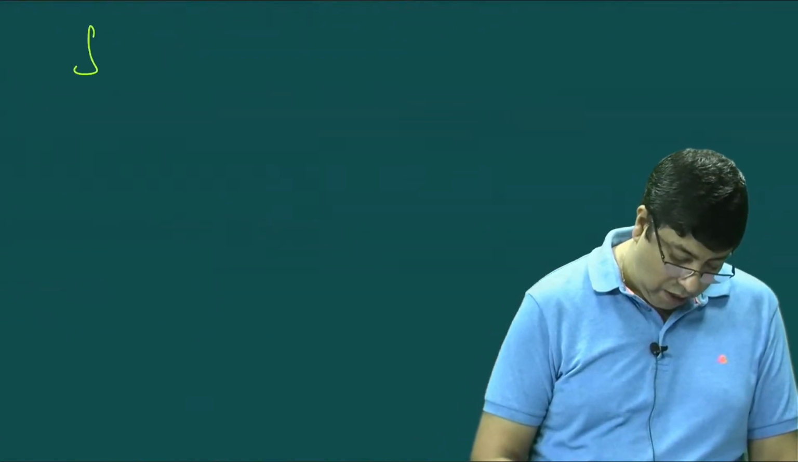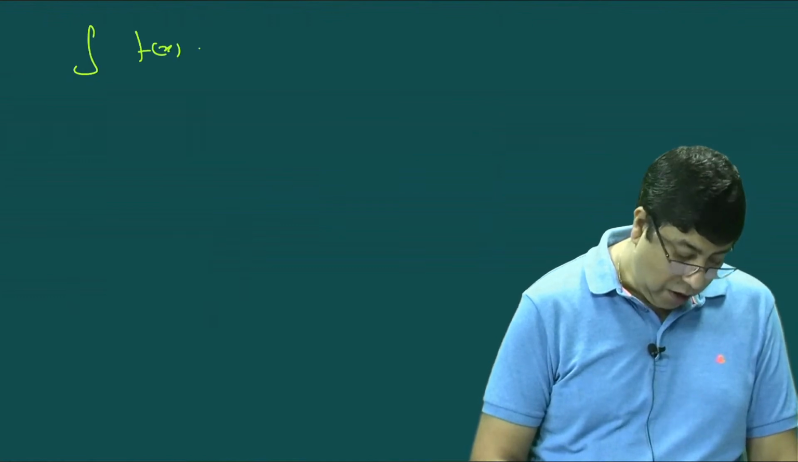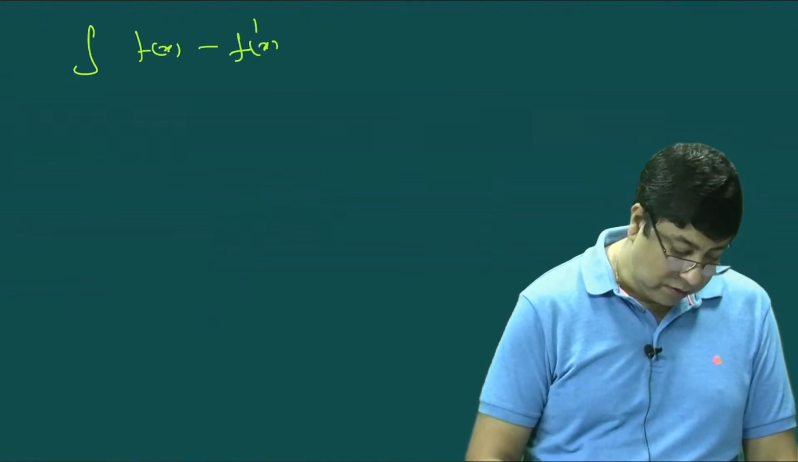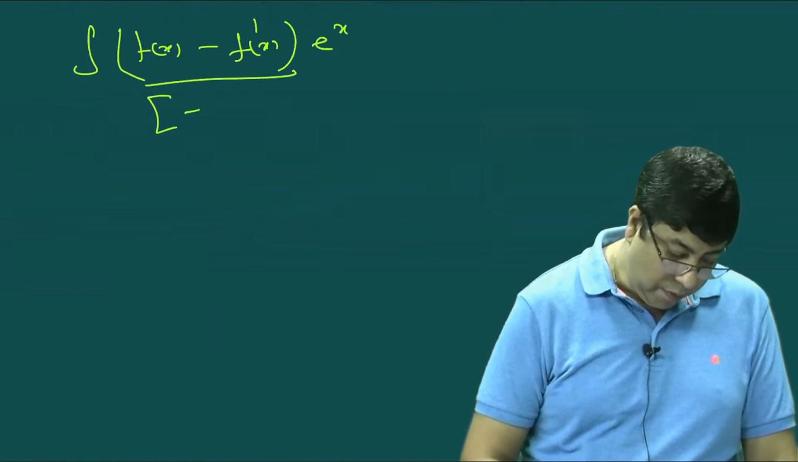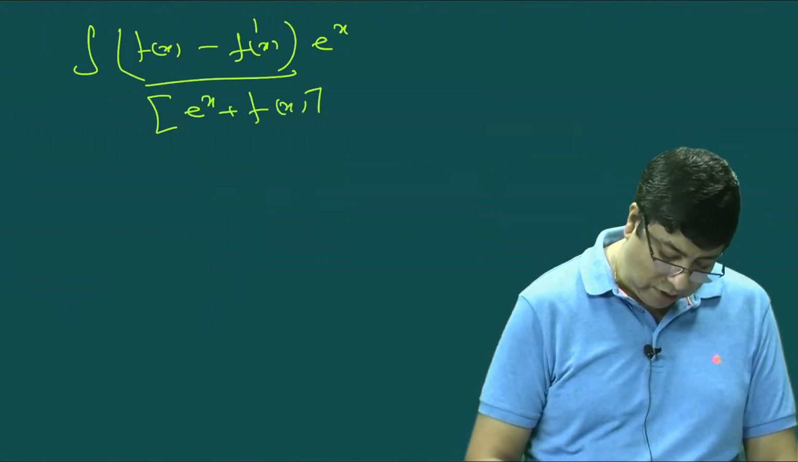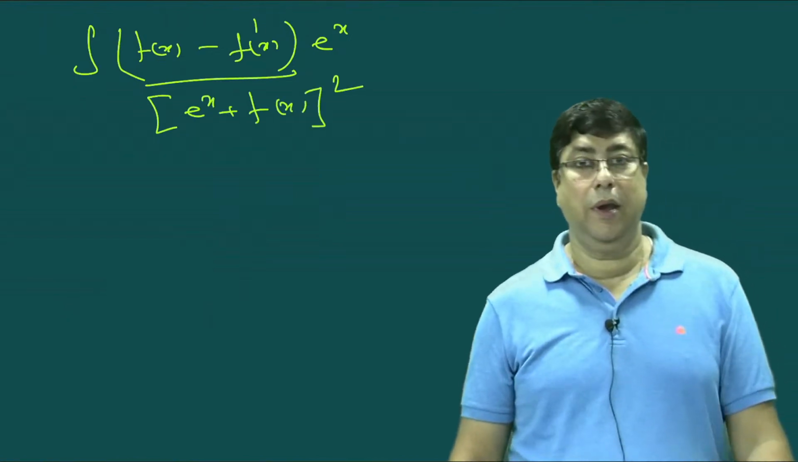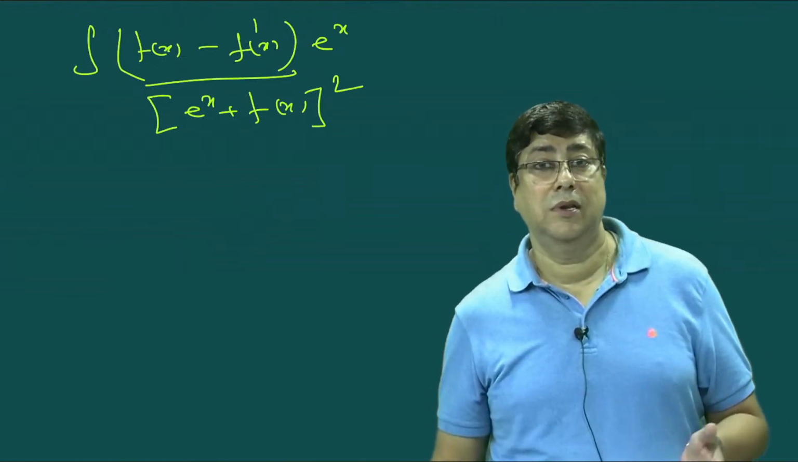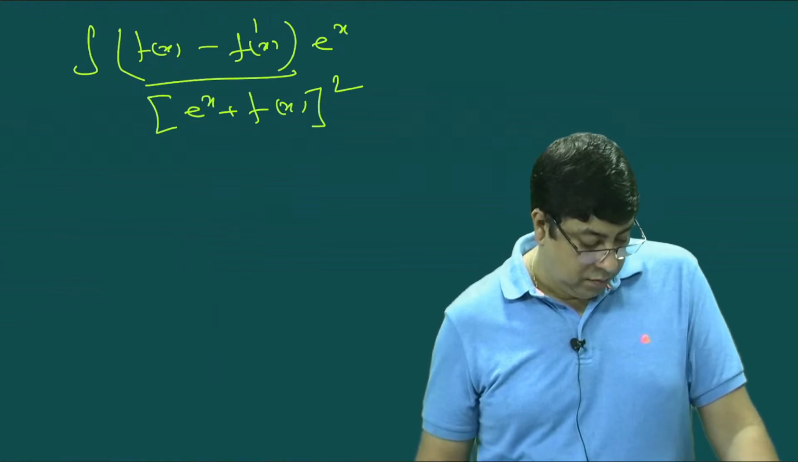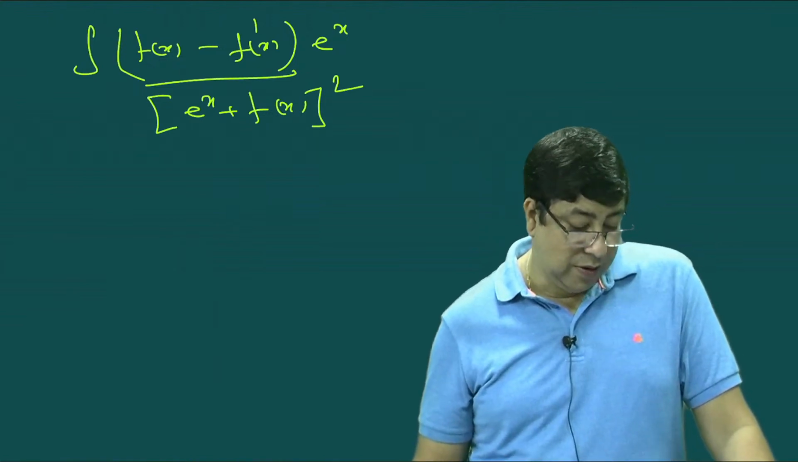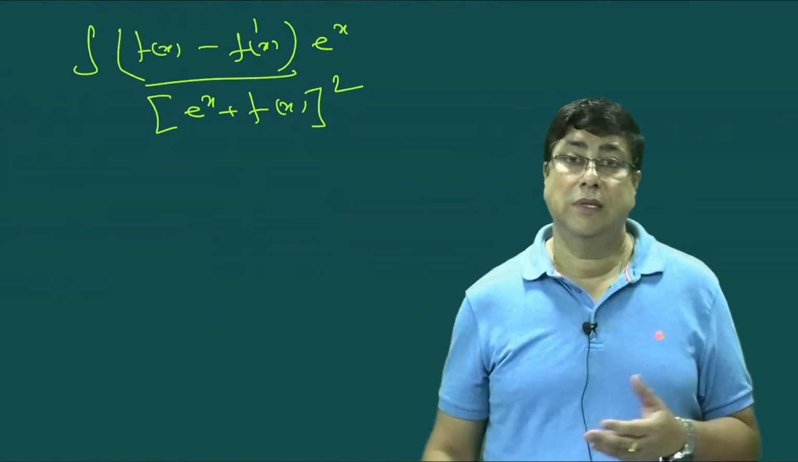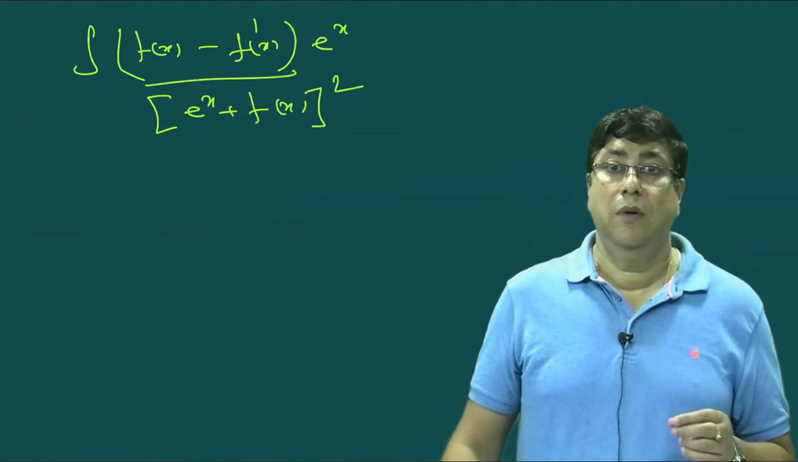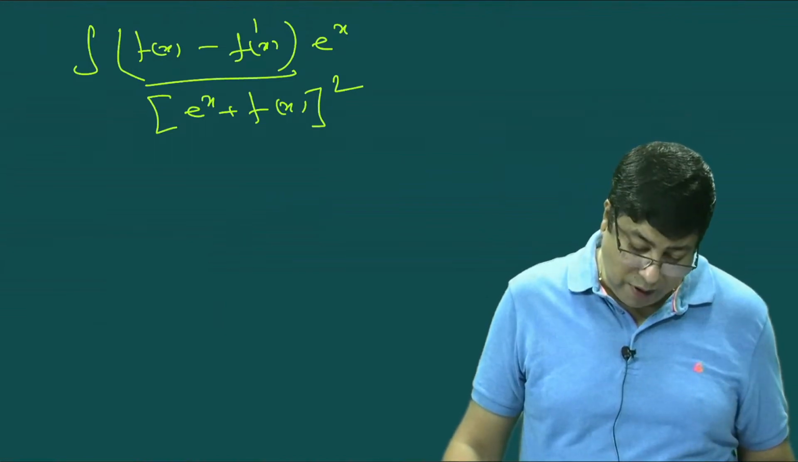Now one more sum. Integration of f x minus f dash x into e to the power x, total divided by e to the power x plus f x whole square. It is a normal bracket. If nothing is given, it is a normal bracket, otherwise it is a box bracket. What to do? Obviously we have to apply that form, e to the power x into f x plus f dash x, but before doing that we have to manipulate it first.